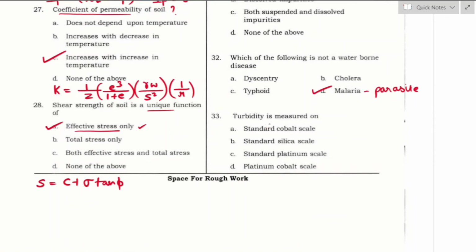Question number 33. Turbidity is measured on. Turbidity is the measurement of degree to which the water loses its transparency due to the presence of suspended solids. The standard unit of turbidity is silica turbidity unit, and it is measured on standard silica scale. So option B is the right answer.